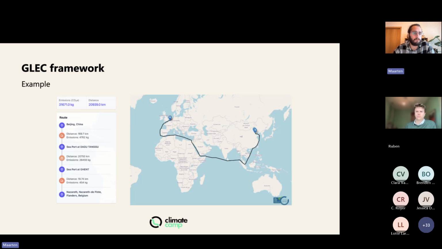It will be moved by truck to a seaport. Then it will take a sea journey up until the seaport in Ghent. And then it will take another road transport up until the factory, which is in Nazareth.